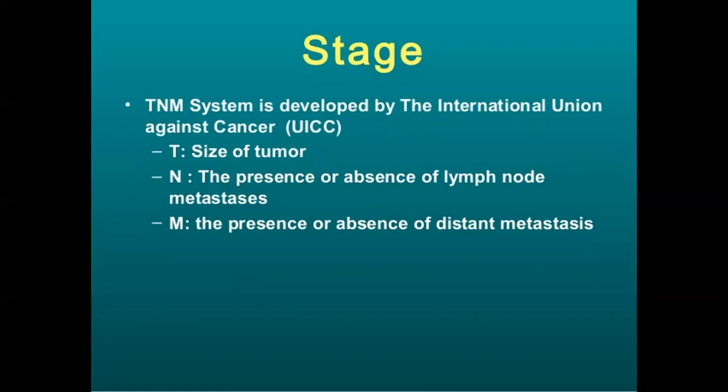The T is referred to as the size of the tumor, N is the presence or absence of lymph node metastasis, and M is the presence or absence of distant metastasis.